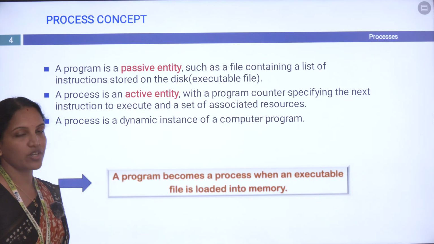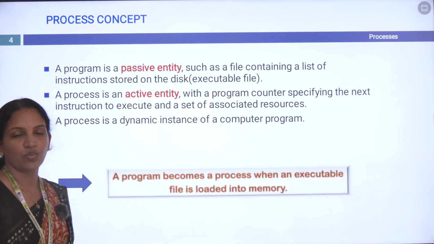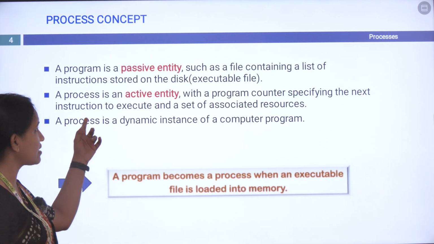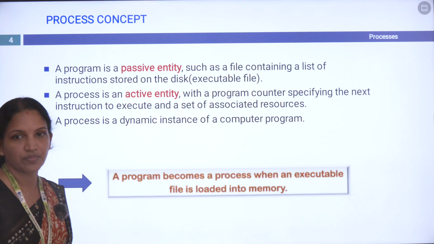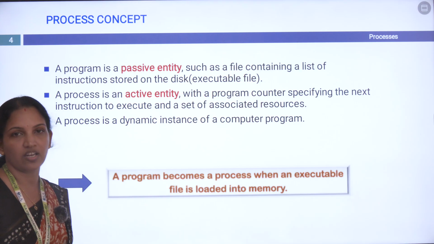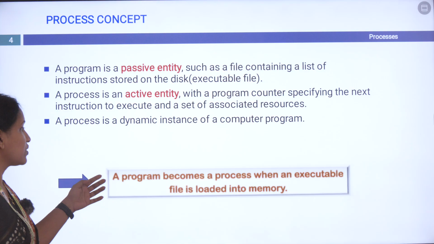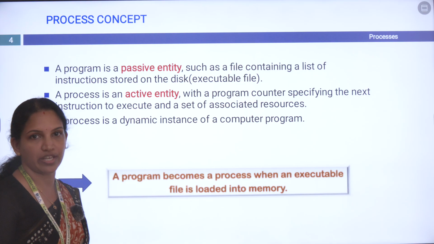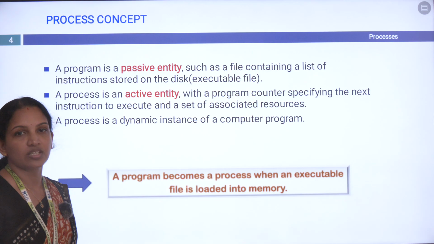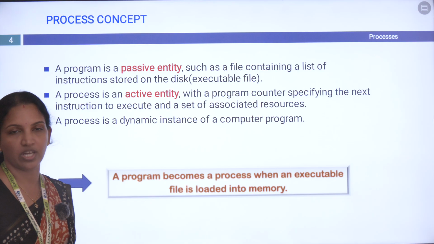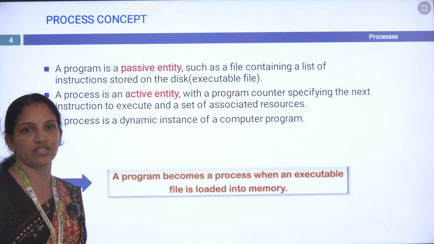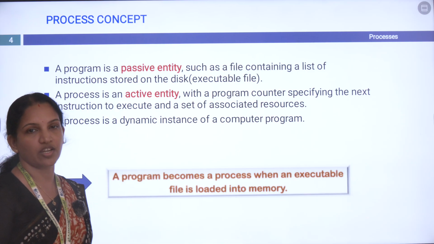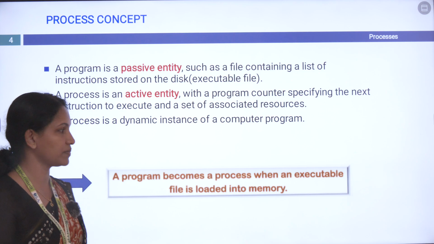Now let's see the difference between a program and a process. We can say a program is a passive entity and a process is an active entity. That is, a program is just an executable file which is stored on the disk. And the program becomes a process when that executable file is loaded into memory for execution. The process is associated with a program counter which will point to the next instruction that is to be executed. Also, it is allocated the resources which are required for the execution of that particular process.